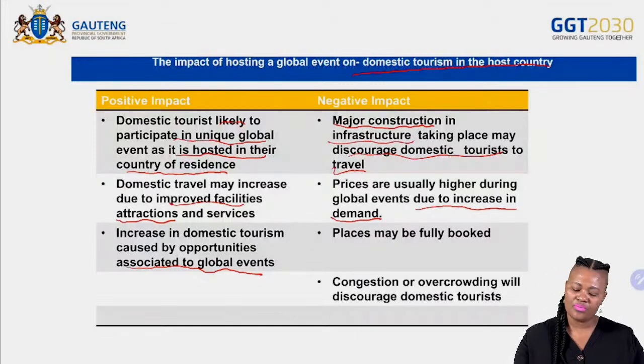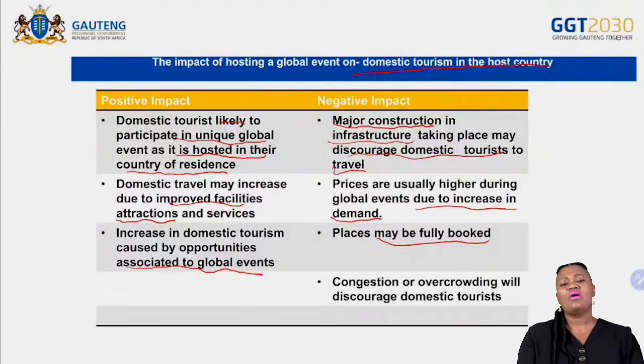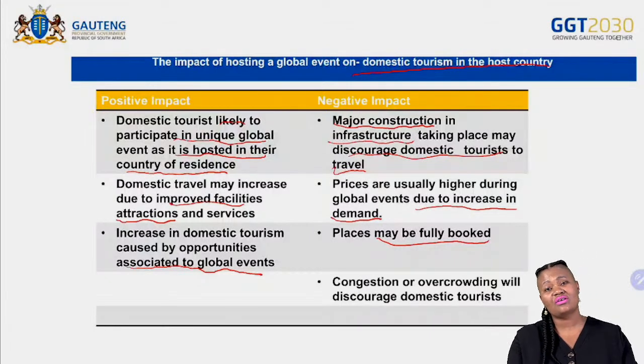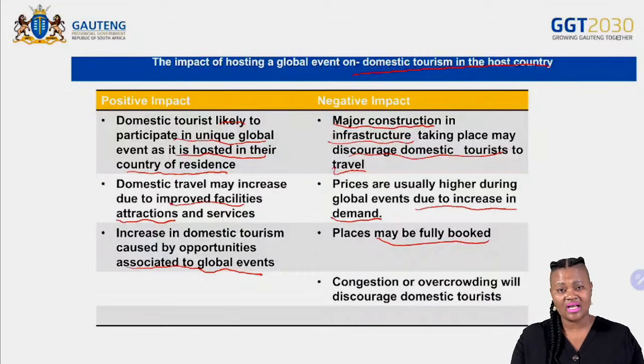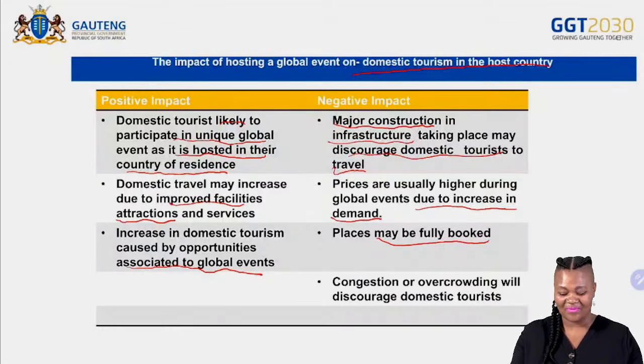Places may be fully booked. Yes, you might have anticipated that you'll be attending the global event. Maybe you wanted to go to France to attend the Rugby World Cup. But then when you're trying to make bookings at the last minute, on the eve of the World Cup commencement, you realize that places are fully booked. You cannot even get a flight. Sorry, we're still on domestic tourism. Yes, places may be fully booked for domestic tourists, which may discourage them from traveling within the borders of their own country.